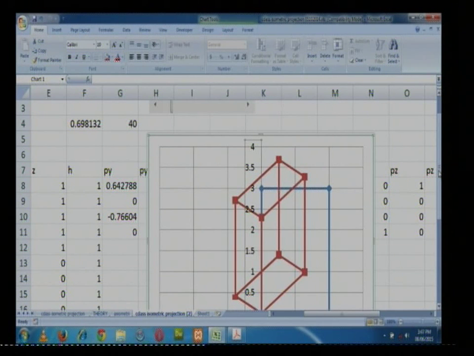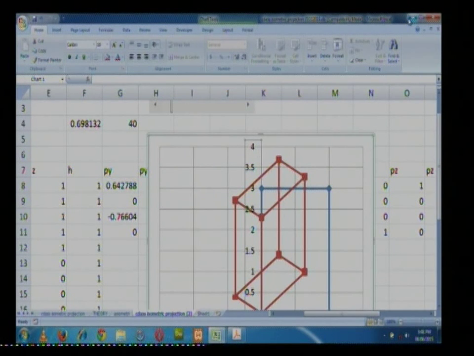Earlier you can see it was only a square. Now, in 3D isometric projection we can see it as a cube. So, this is a unique thing we can do: any 3D object like that we can project in a 2D plane, and this is the isometric projection.